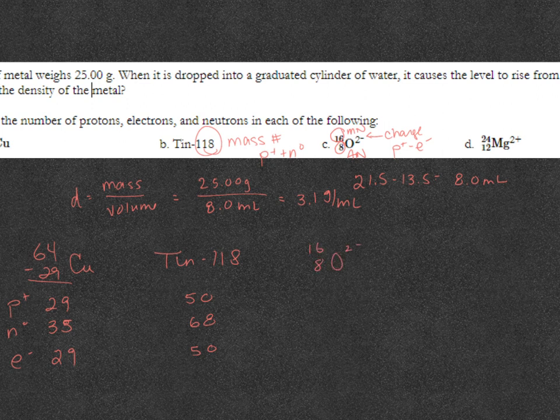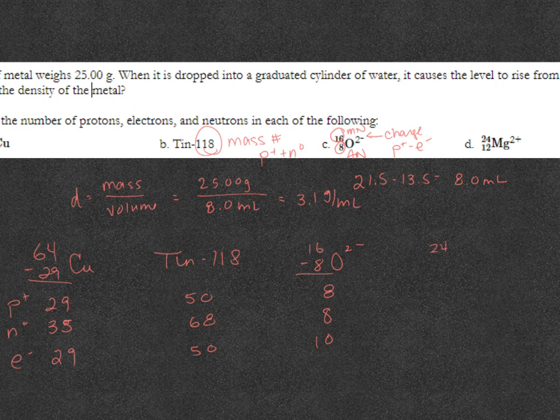For the oxygen ion, eight protons, because that's the number on the bottom. 16 minus 8 gives me 8 neutrons. And if it's -2, it means it gained 2 electrons. So I have 10 electrons.